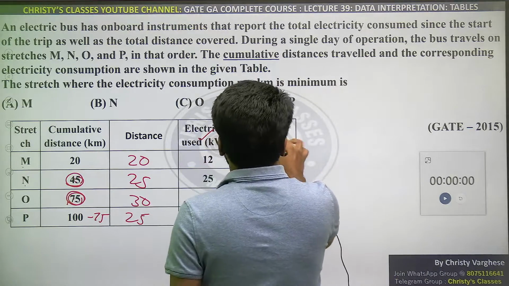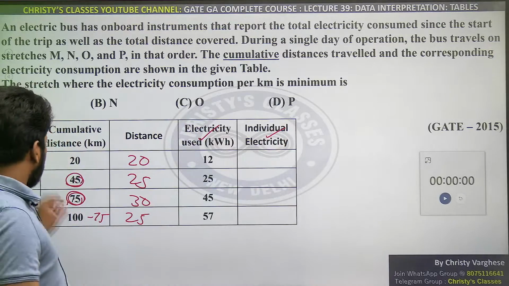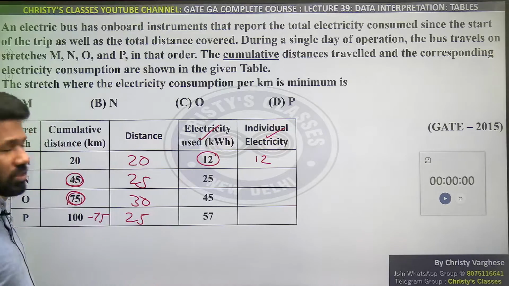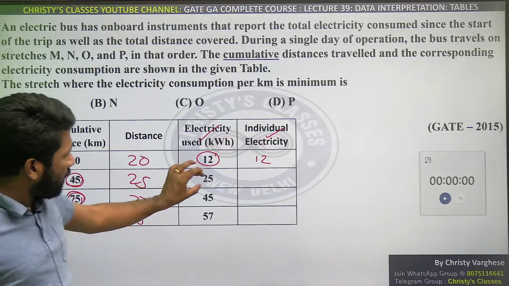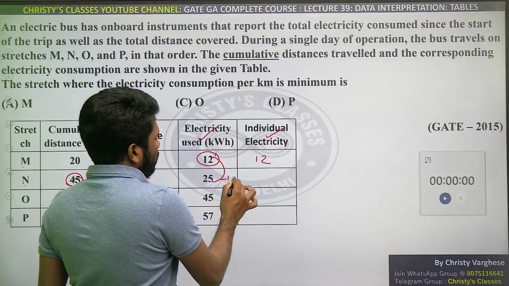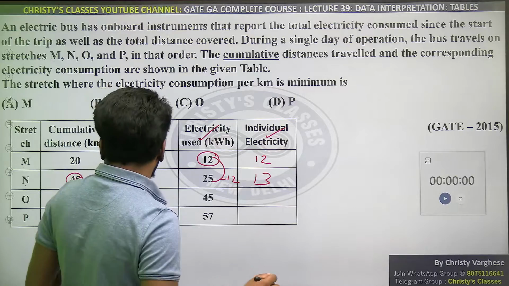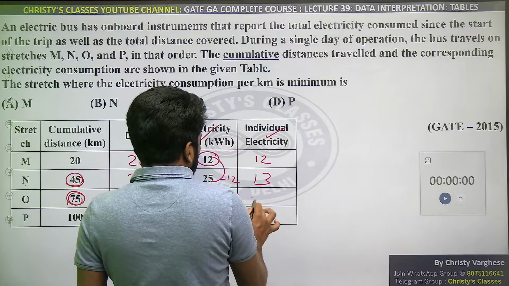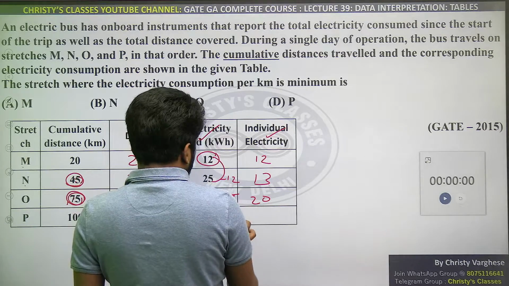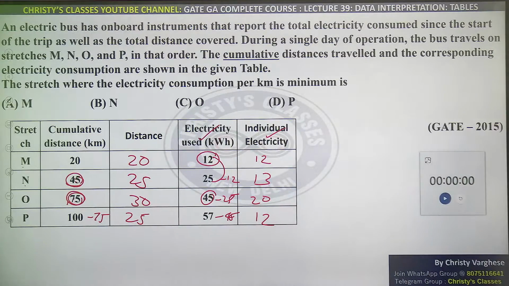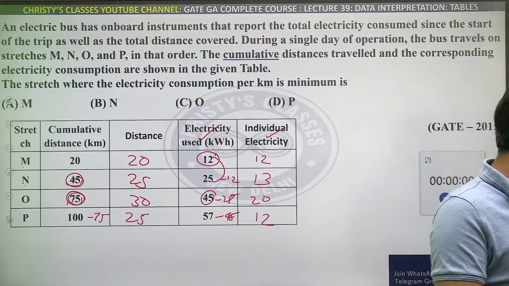Similarly, electricity used is given, and we need to find individual electricity. So in stretch M it is 12, so individual electricity is also 12 because it is only stretch M. In stretch N the cumulative data is 25, so M and N together is 25. So 25 minus 12, 13 will be the individual electricity in stretch N. Similarly, in stretch O, 45 minus 25, 20, and in stretch P, 57 minus 45, 12. Please respond, is this clear? Individual electricity and individual distance, it is clear, right?